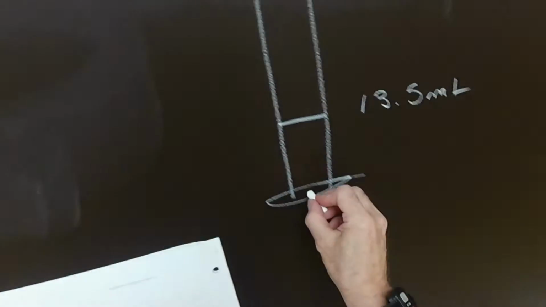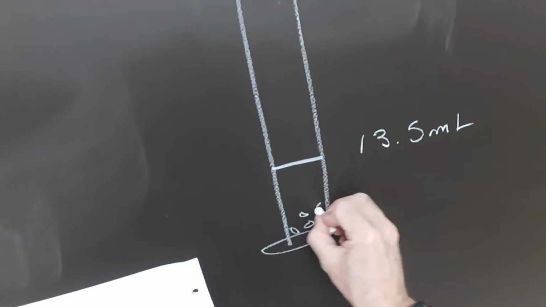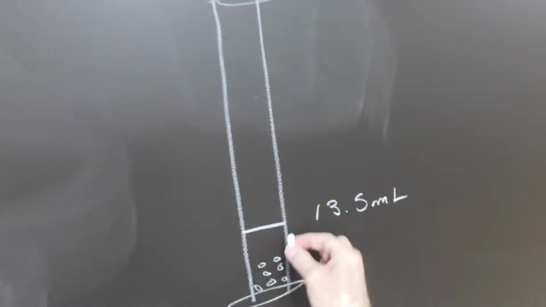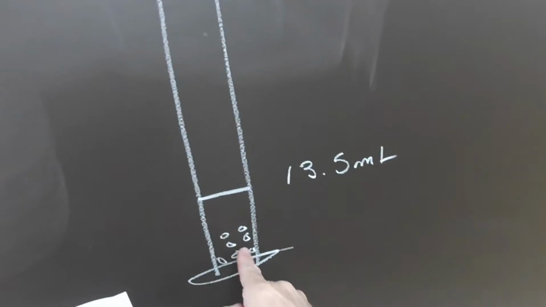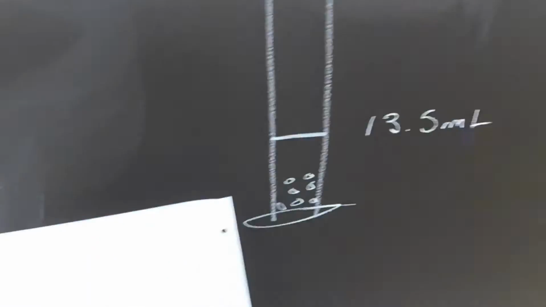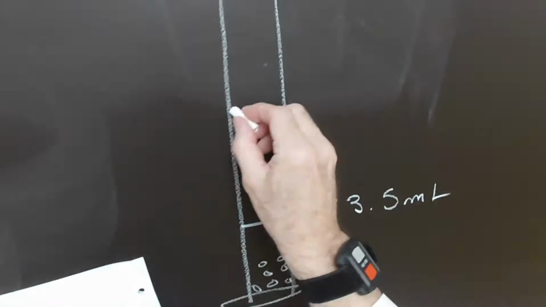Okay? Then you put the glass beads in it. So what's going to happen to the volume of water? It's going to go up because you put volume in here to displace the water. It's going to go up to 25.2.